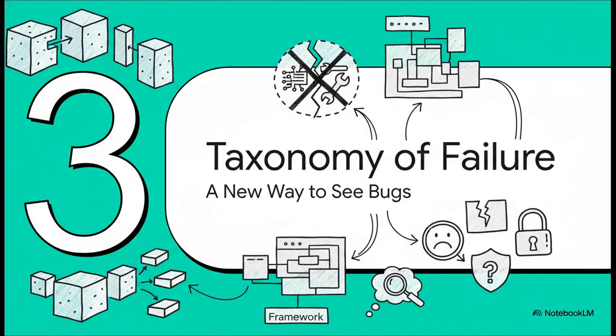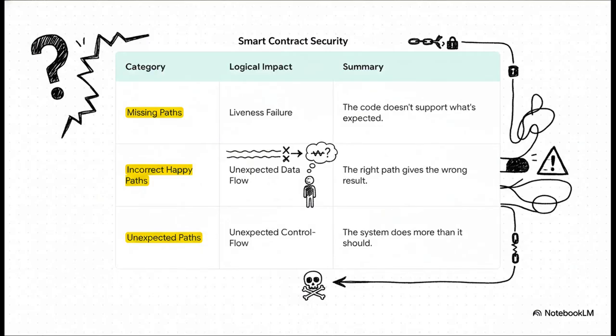Okay, so now that we have our building blocks, our assets, actors, and actions, we can start building a totally new framework for seeing bugs. And we're going to stop using technical jargon like reentrancy and start categorizing bugs by what they actually do to the system's logic. Now, this is a really, really important distinction to make.